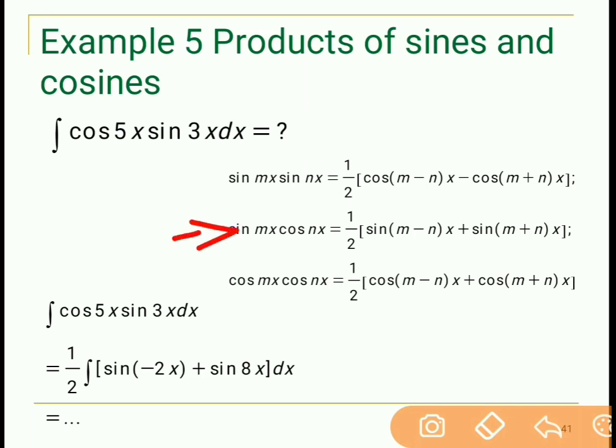So using the second formula, we have 1 by 2 sine of the subtraction, that is sine of minus 2x, plus sine of the addition, 5 plus 3 is 8x. Now it is very easy to solve sine of minus 2x and sine 8x. Using this we will find out the answer.